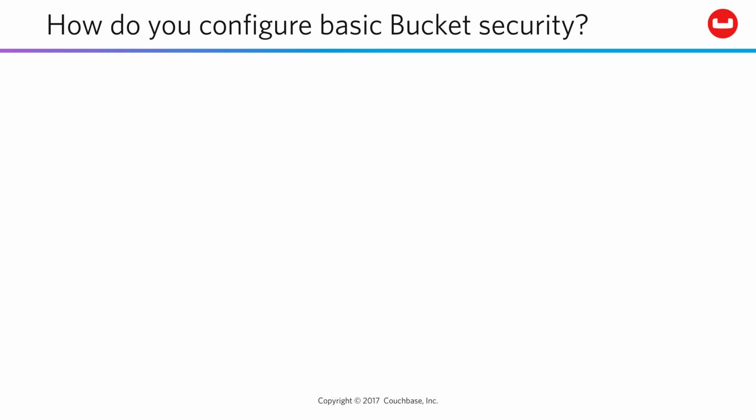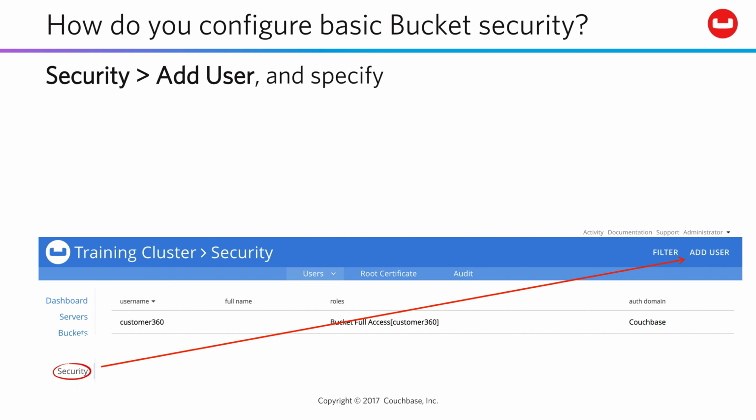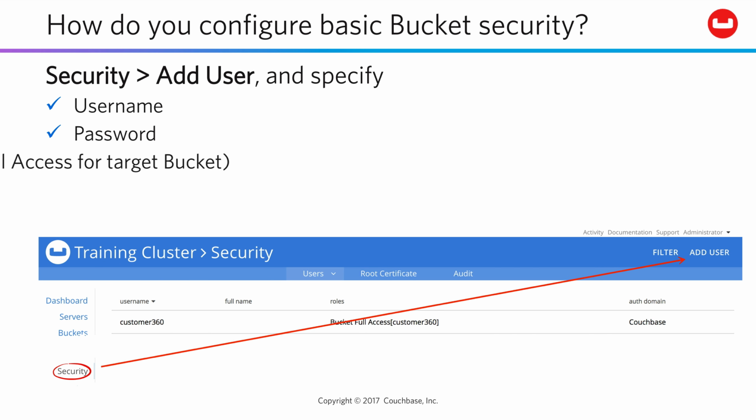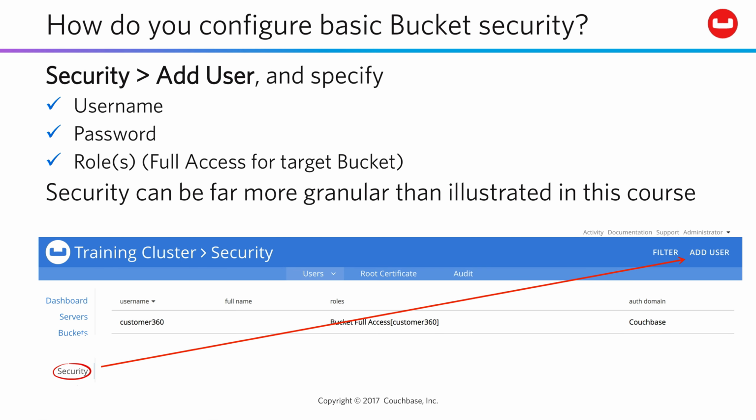Now, the basics of setting up a user are straightforward. On the security screen, add a user and assign a username, password, and one or more security roles. Now, in this course, we take a simple approach and create a bucket-specific user account with full access to the bucket. More granular and network-integrated approaches are possible, but they're beyond the scope of this course.